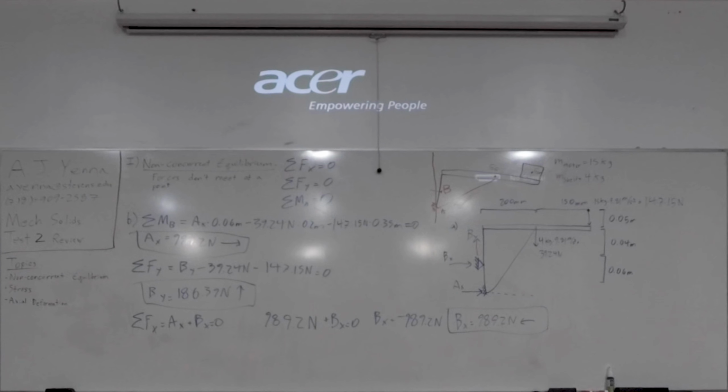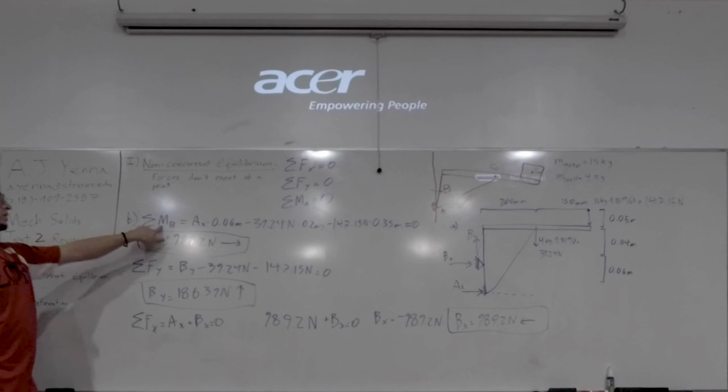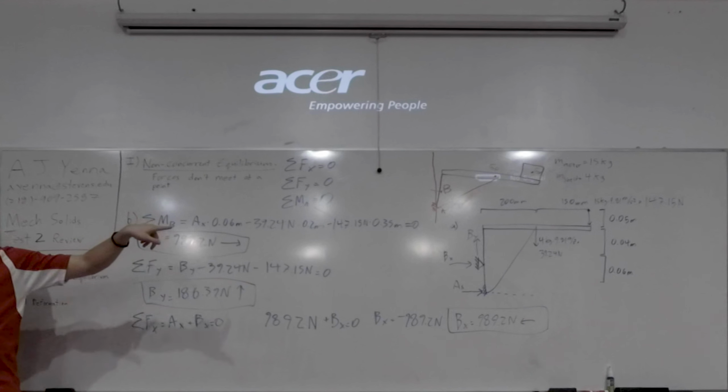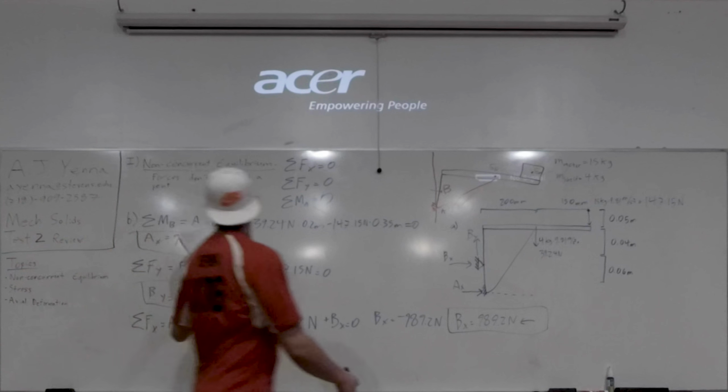Yes. You start with a moment of B. A of x, why is this 6? Say that again? Like, a moment of B. Yes. You said x times 0.06. Oh, okay. So moment is equal to force times distance, right?